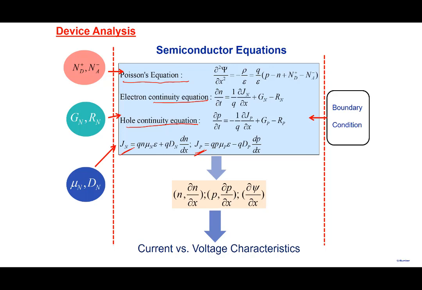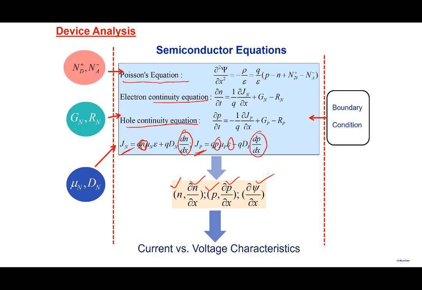And as we said, most of the time our interest is in calculating how the current in a device relates to the voltage applied. And if you look at the expressions for current, you see that the current depends on N here, and dN by dx here. And the current depends on P here, and there's an electric field here, and then dP by dx. So to calculate current, I need N, del N by del X, P, del P by del X, and del psi by del X. These are the things that I need to calculate the current.